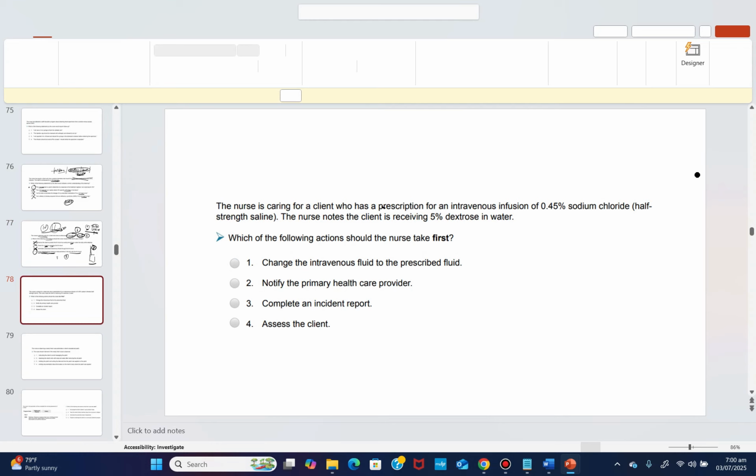The patient has this prescription. This is what the patient should receive. But the nurse saw that the patient is now receiving this. So instead of receiving this, now this is normal nursing thinking.